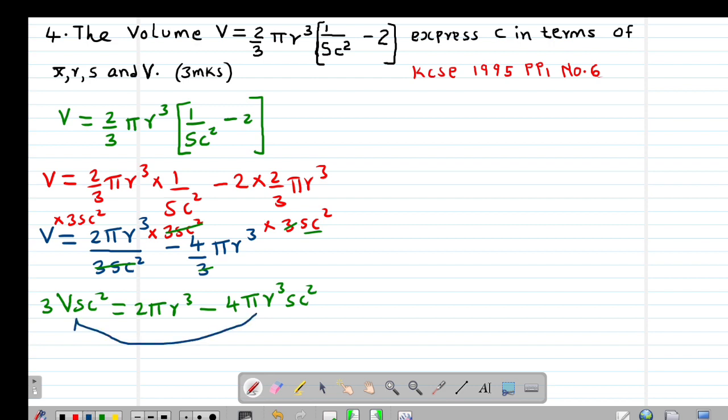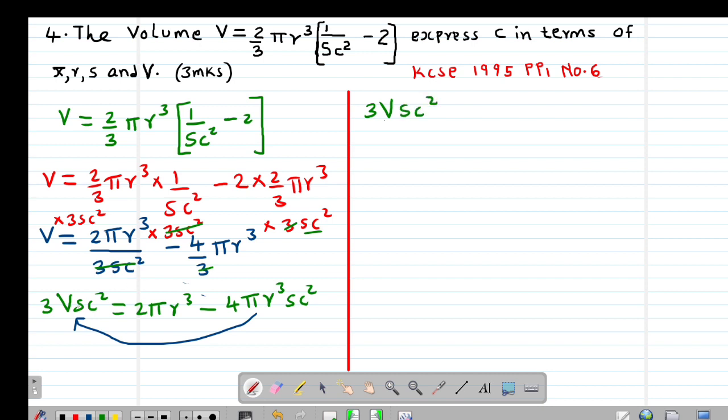To achieve that, I'll take this term to this side, then I take this other term to the opposite side. If this one moves to the left hand side, it will be positive. Remember, we also have a c squared on the other side. So I'm simply going to retain one of the terms on the other side; this one should not move. So this will give us 3 v sc squared.